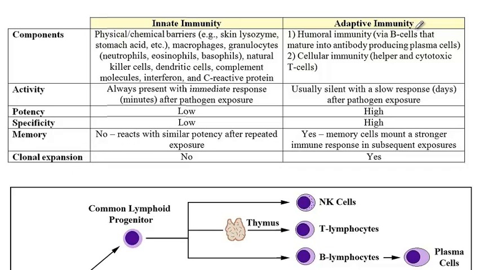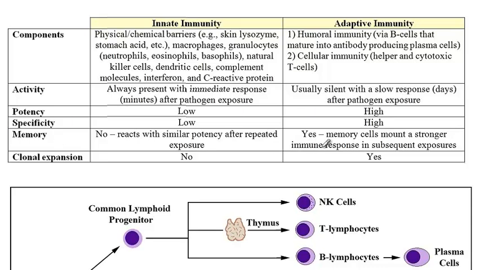Versus adaptive immunity, which includes the humoral immunity that produces antibodies, or cellular immunity, where there would be cytotoxic T cells that attack any cell that has an abnormal antigen under MHC1. This type of immunity has a very high potency and very high specificity. It has a slower response compared to innate immunity because it will take some time for it to develop.